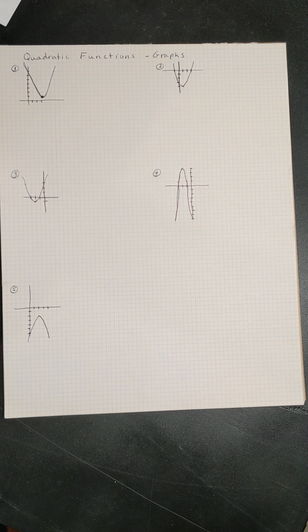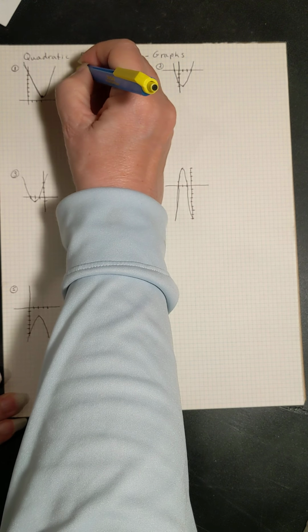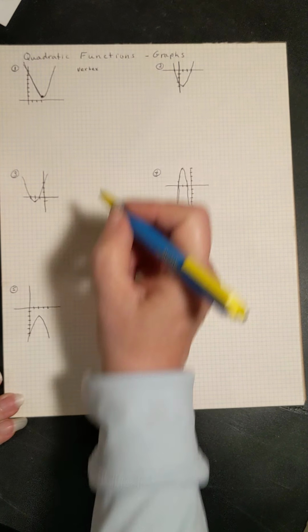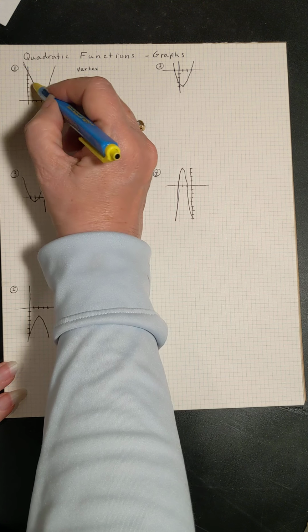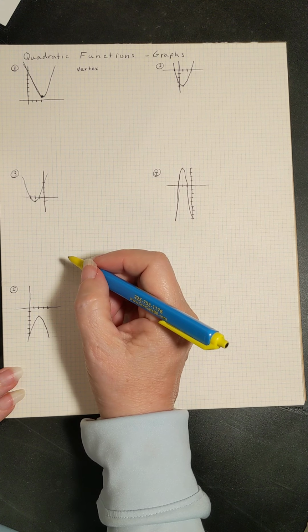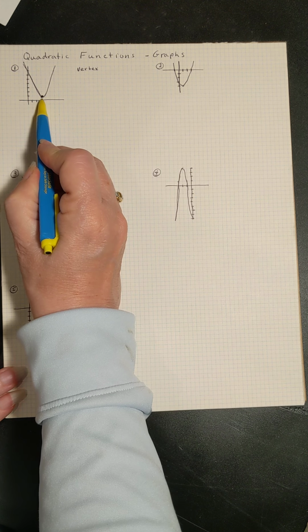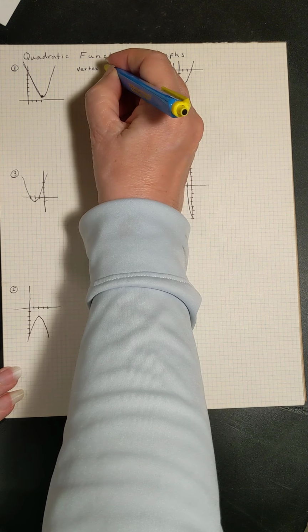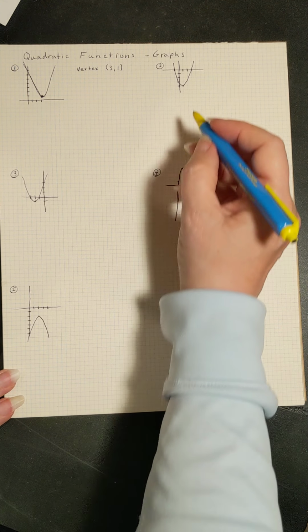All right? So let's start with this first graph. And the first thing that I'm going to do is go through all of the graphs. I'm going to find the vertex for each of the graphs. All right? So the vertex is the point where the graph turns around. And so this bottom point right here is the vertex for this graph. Now notice from the origin it goes over 3 and up 1. And so my vertex will be 3, 1.